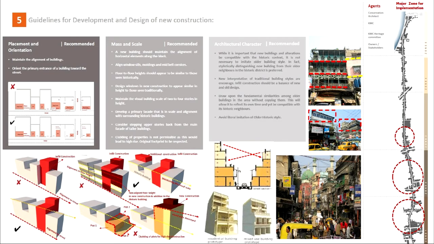Guidelines for development and design of new construction. In terms of placement and orientation, maintain the alignment of the building and orient the primary entrance of the building towards the street. A new building should maintain the alignment of the horizontal elements along the block, maintaining the visual building scale of 2 to 4 stories in height. Clubbing of the properties is not permissible as this would lead to high rise. Original footprint to be respected, etc.